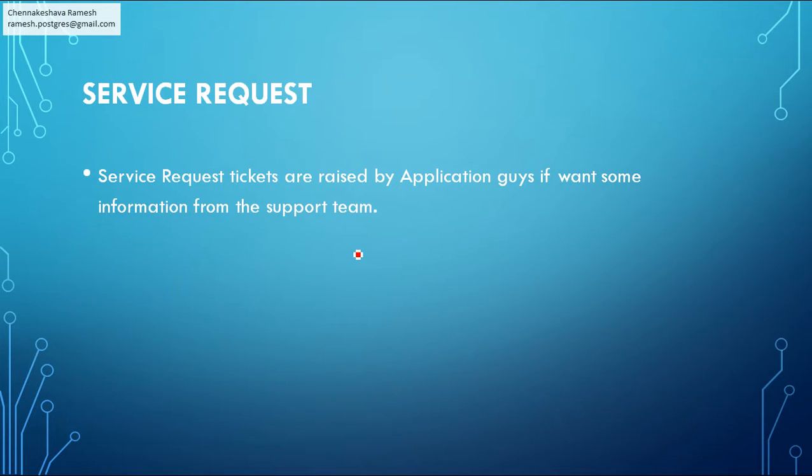Now, what is a service request? Now, I need some information. Then I will raise a service request. Now remember, this is not an incident, or an incident is also called something like an accident. Something has happened which needs to be addressed. But service request is I want some information. It's not urgent, but I need this information for doing some activity or something. Then it is called a service request. We raise a service request, and the priority for a service request will be less.